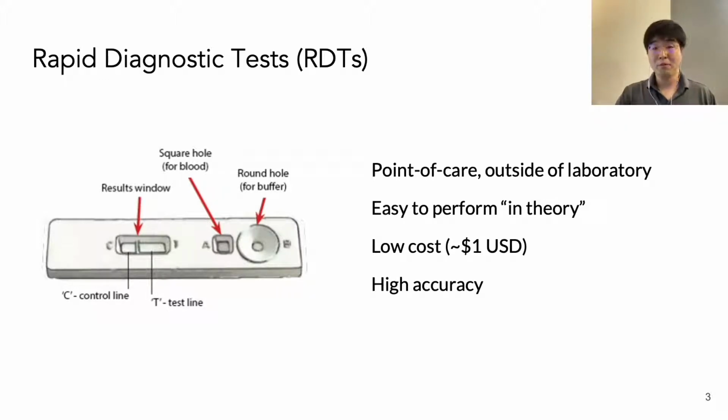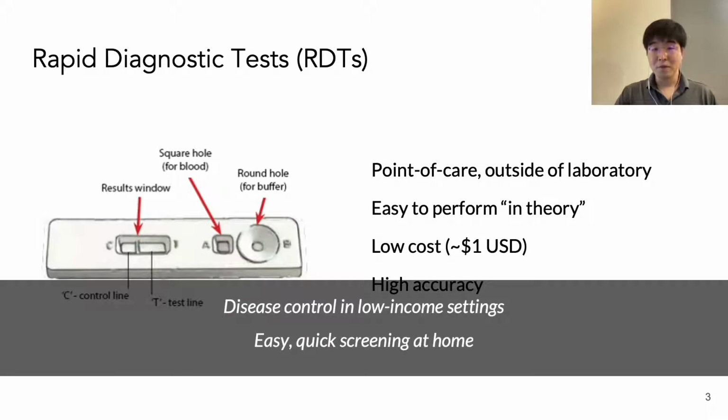By putting a small amount of biological sample such as blood, urine, or nasal swab into the RDT and waiting around 20 to 30 minutes, the RDT shows the result as visual lines. It costs around $1 and it also has a fairly high accuracy in diagnosing various diseases. In low-income settings, RDTs are widely used for prompt treatment and early control of the disease. In high-income settings, these are used for easy and quick screening at home.